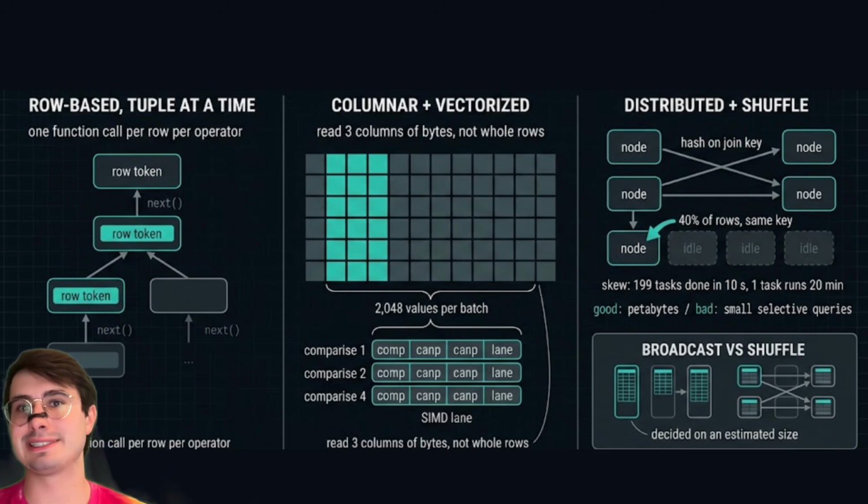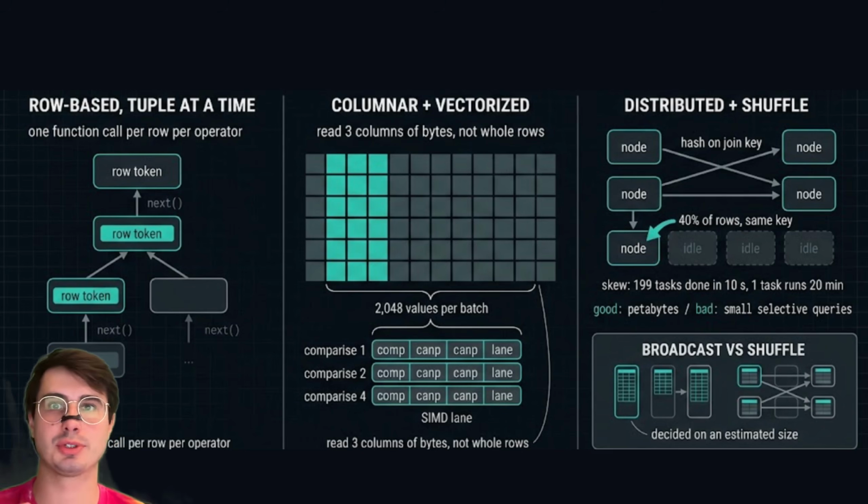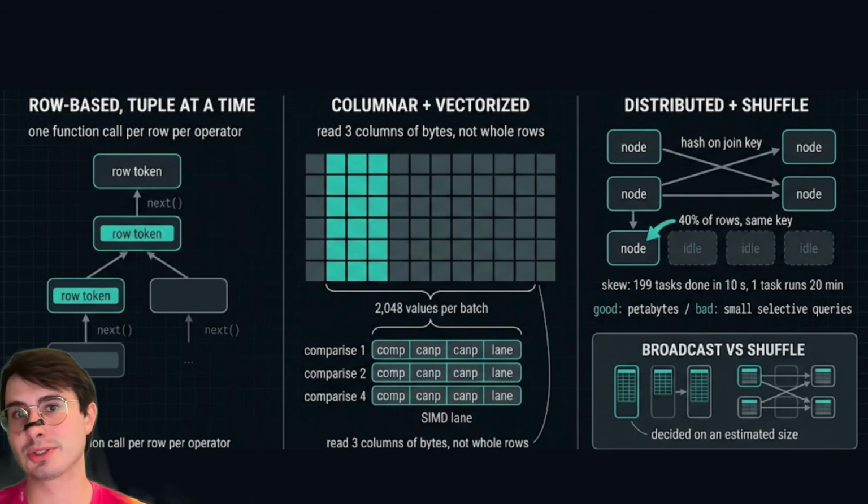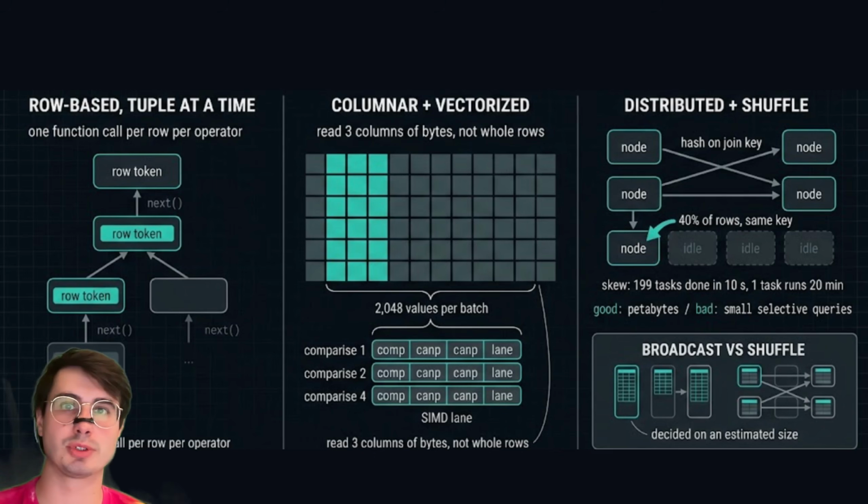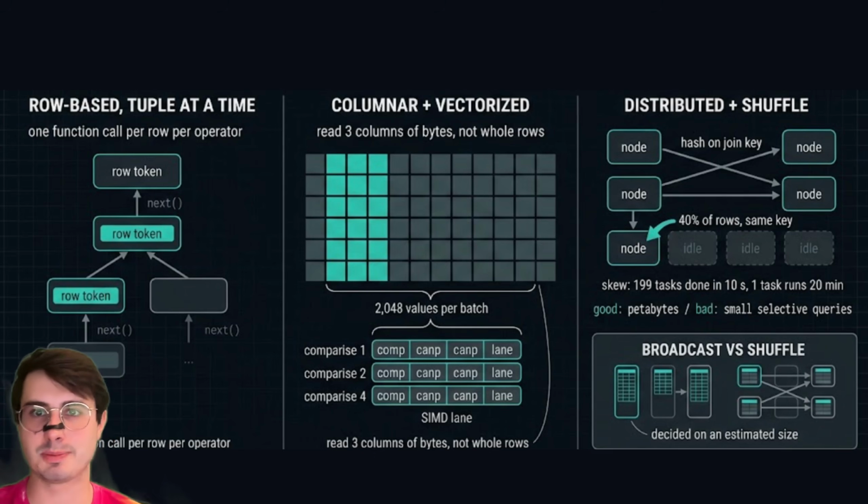So a query that flies in DuckDB and crawls in Postgres is almost always a full scan aggregation where columnar plus vectorization wins, and a query that flies in Postgres and crawls in Spark is almost always a small selective lookup where the distributed engine's fixed overhead dwarfs the actual work. Neither engine is better, they're just built around different assumptions about what you're going to ask, so match the engine to the access pattern before you tune anything else. Someone optimizing an analytical query that could have run in 2 seconds in DuckDB is just doing the wrong kind of work, right?